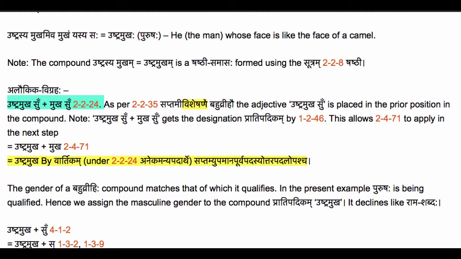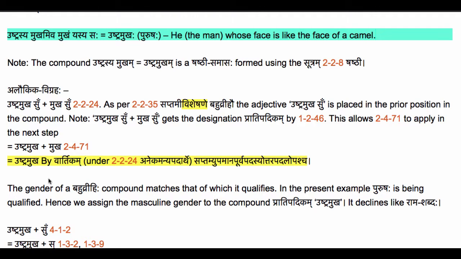Now, as per the Sutram 2.2.35, Saptami Visheshane Bahuvrihau, the adjective Ushtra Mukha Su is placed in the prior position in the compound. One small note here is that in the Laukika Vigraha, we have Ushtrasya Mukham Iva Mukham Yasya Saha. What happened to that Iva in the Alaukika Vigraha? What is really happening here is that in the Alaukika Vigraha, the Ushtra Mukha is really standing for Ushtra Mukha Sadrisha. That is understood, and hence the Iva does not figure in the Alaukika Vigraha, because it is clear from the meaning of the compound that Ushtra Mukha is standing for Ushtra Mukha Sadrisha, similar to or like the face of a camel.